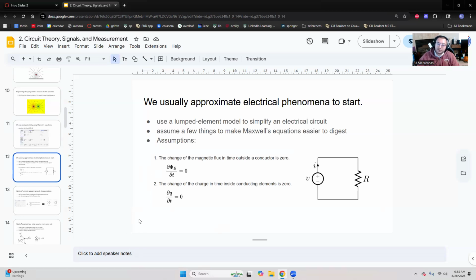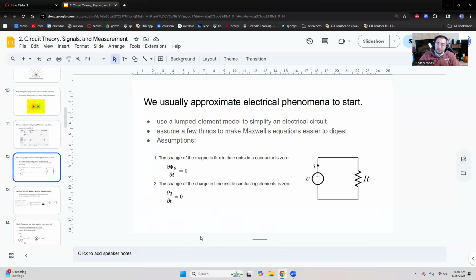All right, so we've got the change of magnetic flux in time outside a conductor is zero, so that's the first assumption. And then the change of charge in time inside conducting elements is zero. And so that's the second assumption that we use to make Maxwell's equations easier. And these describe the lumped element model.